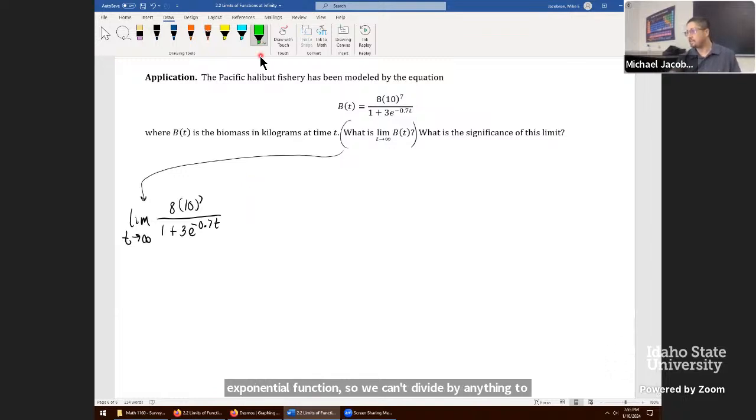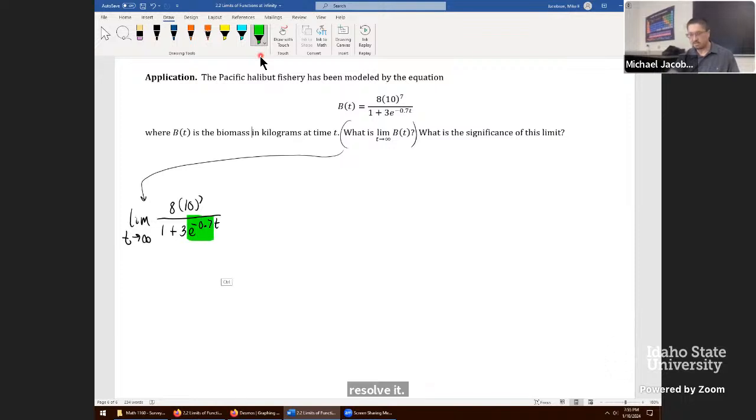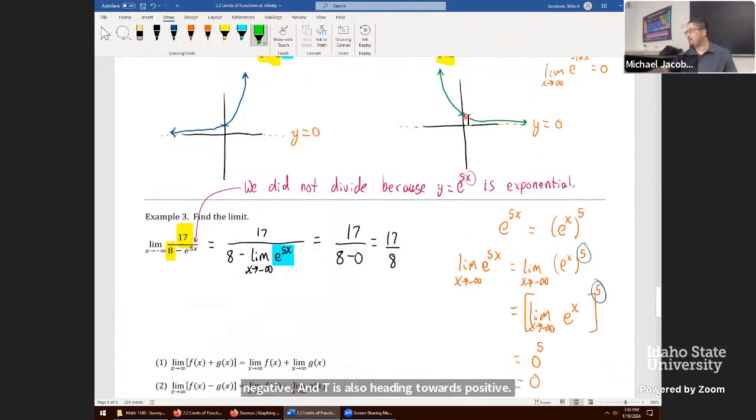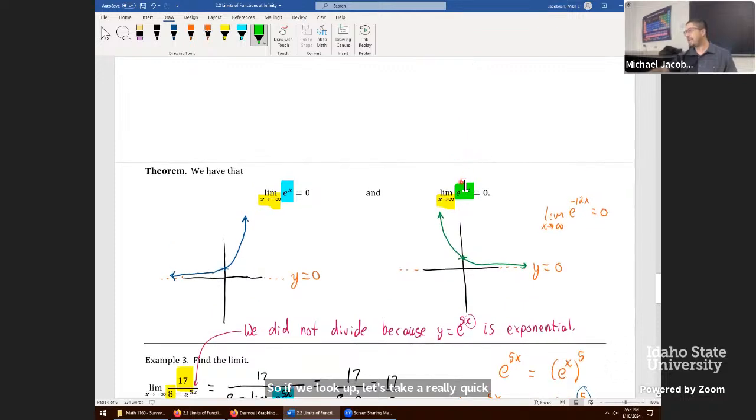Instead, we look at this part. It has a negative. Yeah, that would be all right. Let's highlight the whole function there. It has a negative, and t is also heading towards positive infinity. So if we look up, let's take a really quick peek. We should be in this case. There's a negative coefficient. We're heading to positive infinity. The limit of that function should just be a 0 altogether.